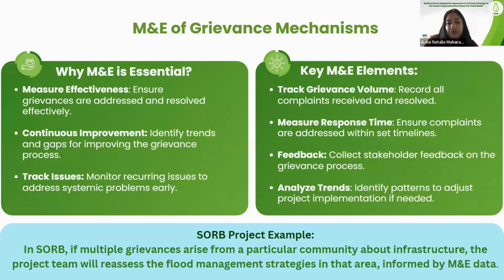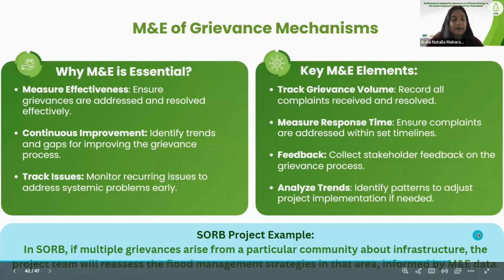We also need to continue to measure our response time, ensuring that the complaints we receive are addressed within the timelines we've promised, giving feedback as well, collecting stakeholder feedback on the grievance process, as mentioned before, and analyzing the trends. So for example, looking at our SORB project, if we receive multiple grievances from a particular community about infrastructure, then we need to reassess, right? We need to reassess our flood management strategy in that area. And this is informed as well by our M&E data. It might further be informed through consultations that are strategic to the grievance that has been filed. It would really depend on the context.